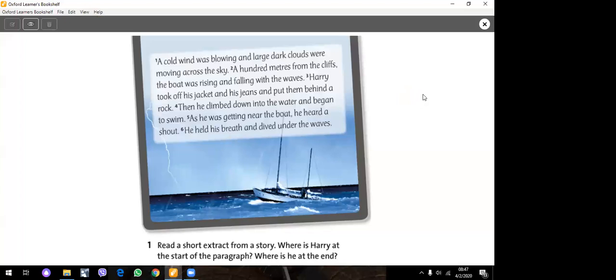that a cold wind was blowing and large dark clouds were moving across the sky. 100 meters from the cliffs, the boat was rising and falling on the waves. Harry took off his jacket and his jeans and put them behind a rock. Then he climbed down into the water and began to swim. As he was getting near the boat, he heard a shout. He held his breath and dived under the waves.